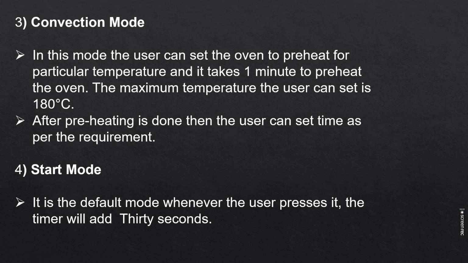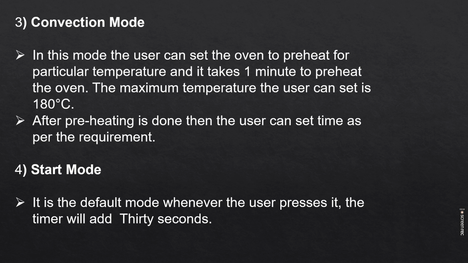The next one is convection mode. In this mode, the user can set the oven to preheat to a particular temperature. It takes 1 minute to preheat the oven. The maximum temperature the user can set is 180 degrees Celsius. After preheating is done, the user can set the time as per the requirement. So this is all about convection mode.